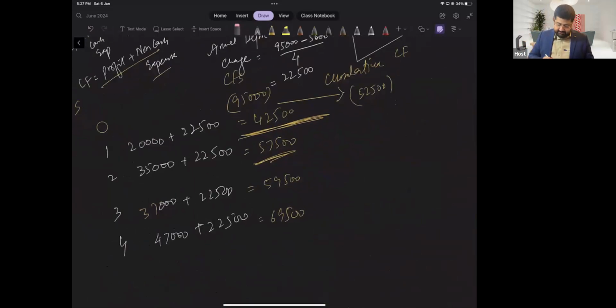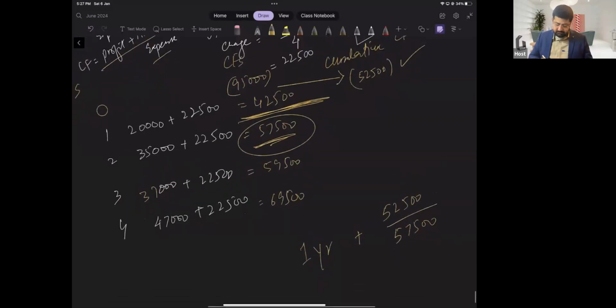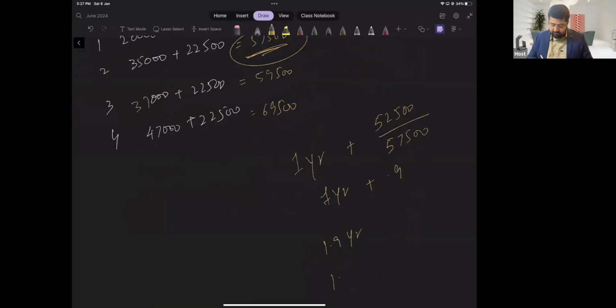So 1 year complete plus part of year two. Part of year two: 52,500 divided by 57,500. That is needed, it is the cash inflow next year. So 1 year plus, what is the answer here? 0.9. So 1.9 years. 1 year plus 0.9 into 12 months. So 1 year, 11 months.